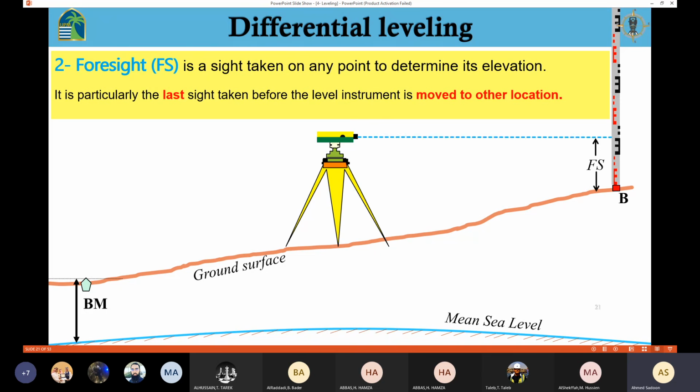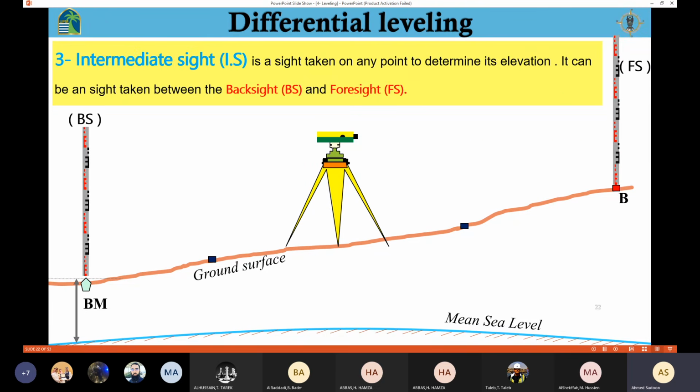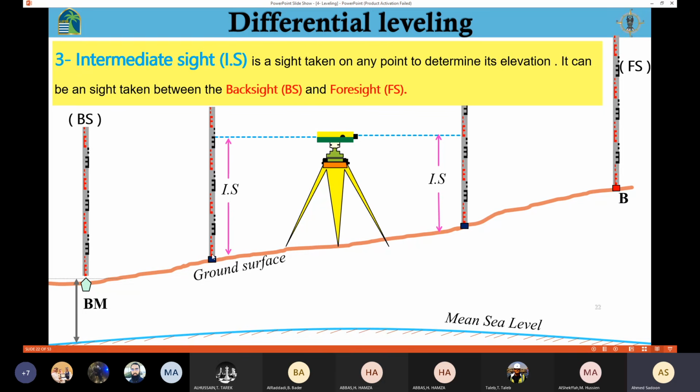Now, please focus here. We have the last side. The last side is the intermediate sight. So now I need to know the elevation of the point B. But sometimes I need to know the elevation between the benchmark and the point B. So assume that I need to know the elevation of that point or the elevation of that point. In order to know the elevation of this point, I also need to place the staff here and get the reading. And also I need to place the staff here and get the reading. So this point, we don't know its elevation. We need to know its elevation, right? We call this intermediate sight.